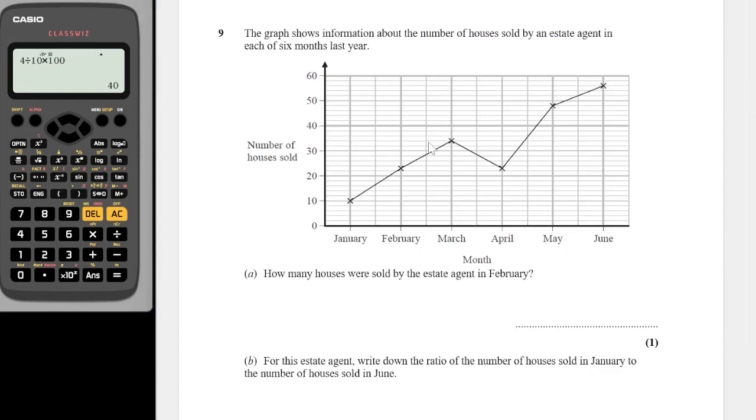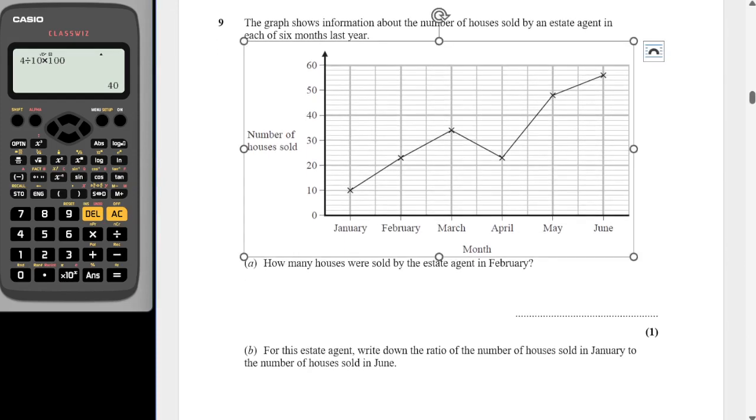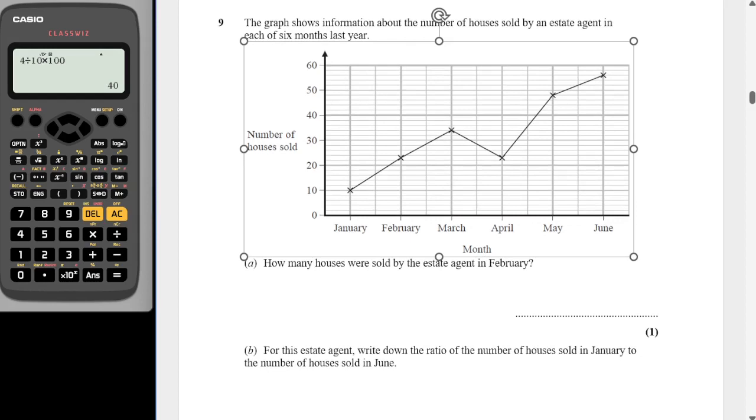Okay, question 9. The graph shows information about the number of houses sold by an estate agent in each of 6 months last year. How many houses were sold by the estate agent in February? So in February we're looking at reading this point off the graph. In February it looks like we sold 20, and then we're going up in 2, so it looks like 23 to me.